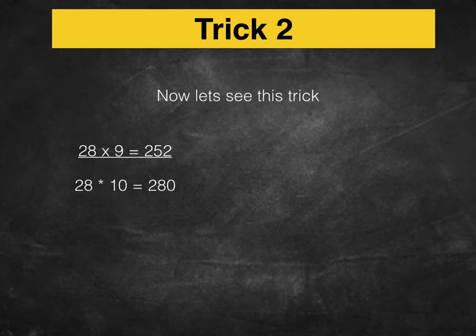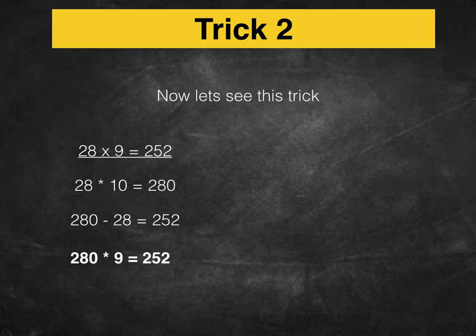What we do here is multiply by 10. So 28 is our original number, which instead of multiplying by 9, we round it off and multiply by 10. So 28 into 10 will give us 280. Now because we are multiplying by 10 instead of 9, what we need to do is minus 28 from the number which we found when we multiplied by 10. So here we will do 280 minus 28, which will give us our 252. This is as simple as multiplying any big numbers by 9.